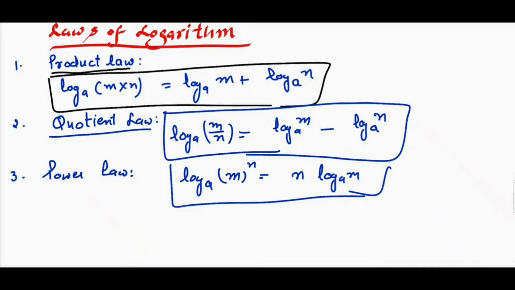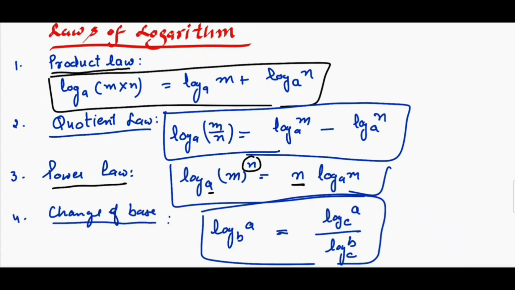So third is the power law. According to this, log of m raised to power n base a is equal to n times log of m base a. Next we have change of base. Here log a base b is equal to, now I will take another number c. So this will become equal to log a base c divided by log b base c.